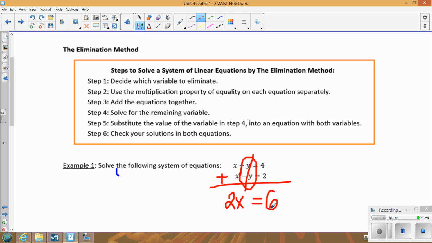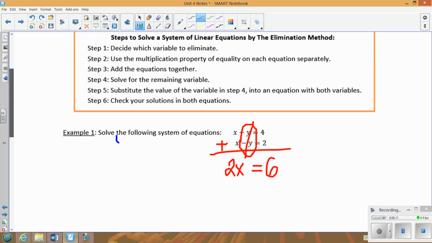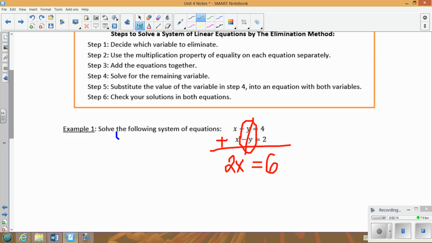When you have substitution, the first step is substituting one equation into the other, solving for one variable, then taking that variable and plugging it into one of the equations to get the second variable. Elimination, the first step is to eliminate, and then you solve for x or y, and then plug in that number to get the second variable. So here I'm just going to finish solving, and I'll be able to get x. So I get x equals 3.